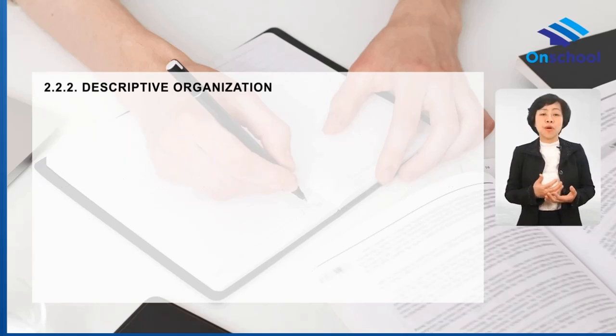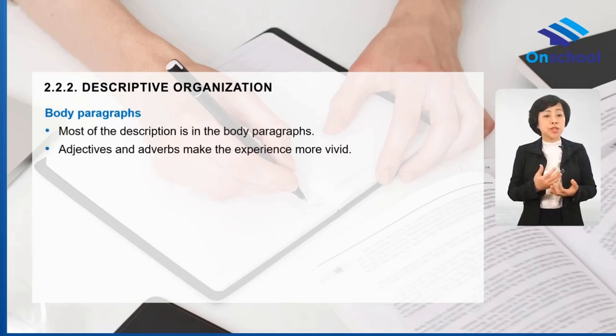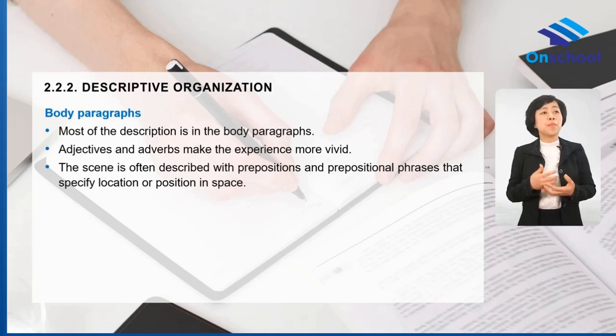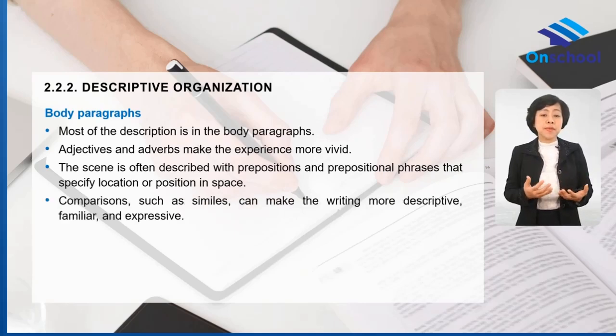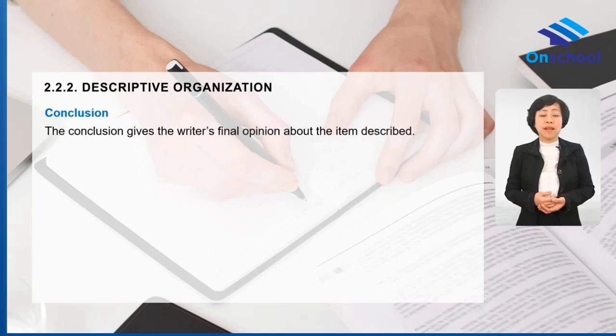The second part is body paragraphs. Most of the description is in the body paragraphs. Adjectives and adverbs make the experience more vivid. The scene is often described with prepositions and prepositional phrases that specify location or position in space. Comparisons such as similes can make the writing more descriptive, familiar, and expressive. The last part is conclusion. The conclusion gives the writer's final opinion about the item described.